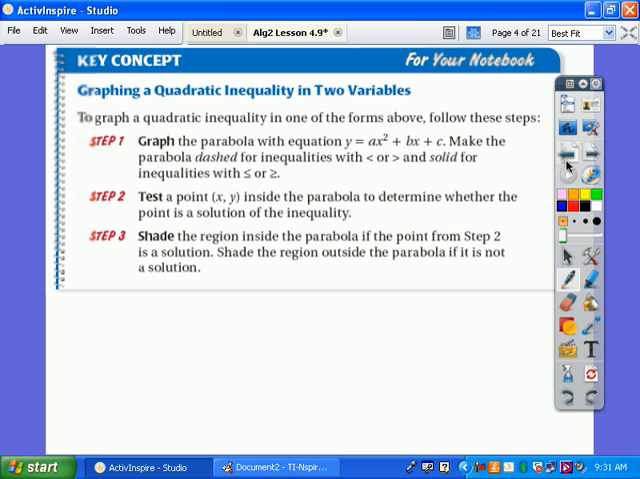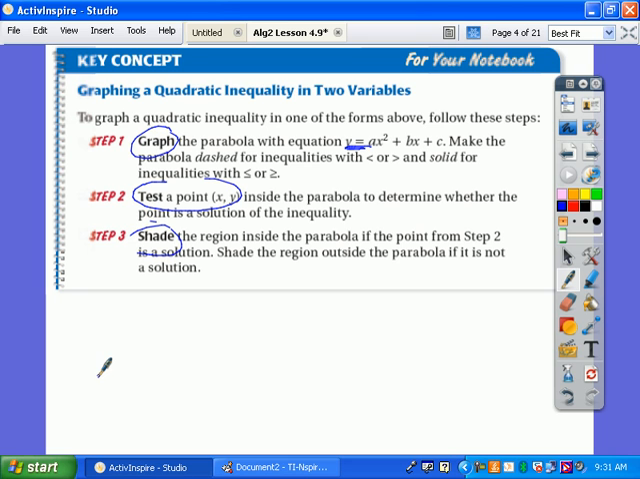Okay. So our process is similar to the process that we use for all other inequalities from now until you're done with math. That is, number one, we graph the equation. Number two, we pick a test point so that we can determine whether we shade inside or outside. And lastly, we shade the region.